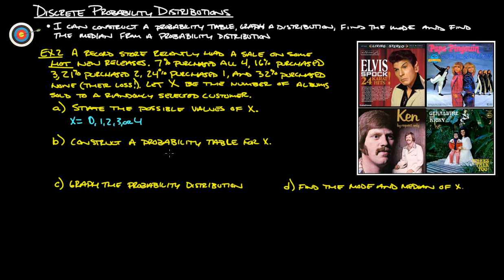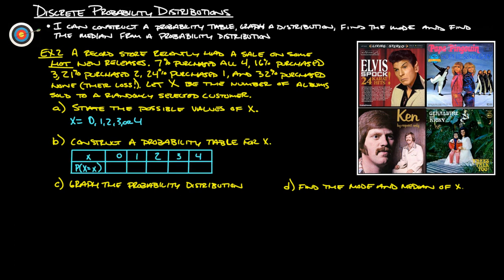Part B, construct a probability table for X. Here's what you want to have: 0, 1, 2, 3, or 4. That's our X here, and then the probability of that happening. The probability of people purchasing none was 32%, so we call it 0.32. 1 was 24%, 0.24. Probabilities we always want to have as a fraction or a decimal. We don't want to leave them as percents. Okay, 2 was 21%.